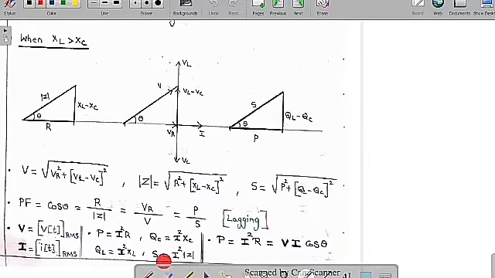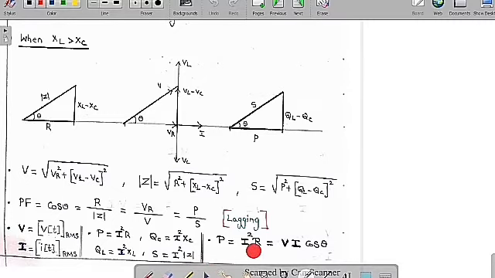So therefore, S is equal to I square mod Z. By using the same formula, we are going to get the square root of P square plus (QL minus QC) whole square. So if you apply this, we get S is equal to I square mod Z, or also we can write it as V into I.